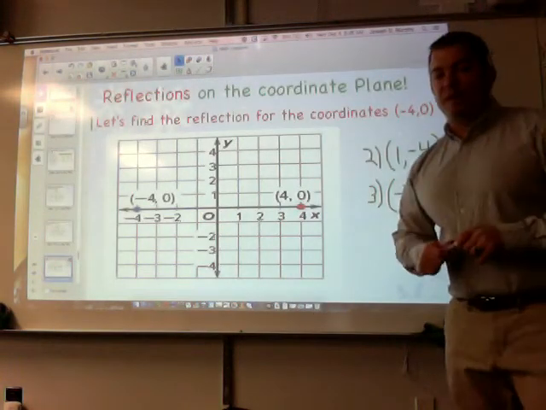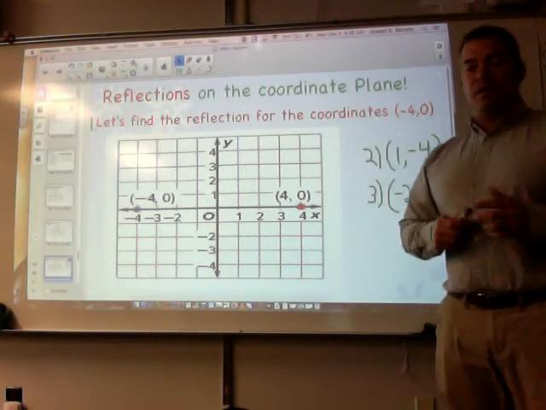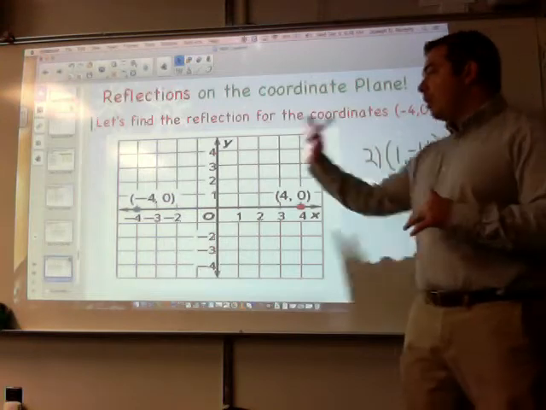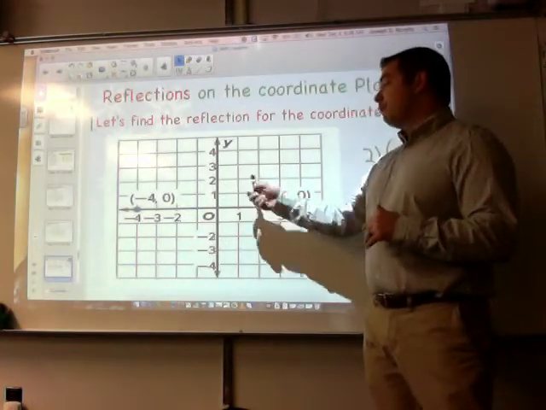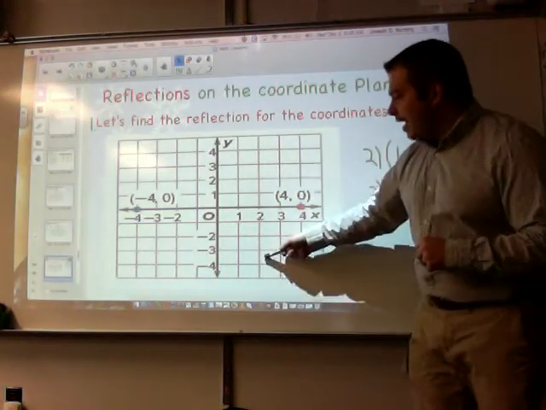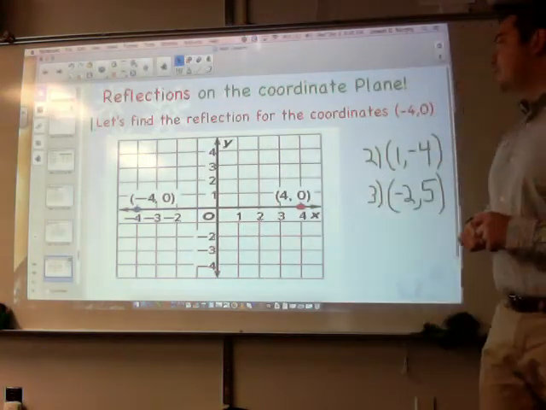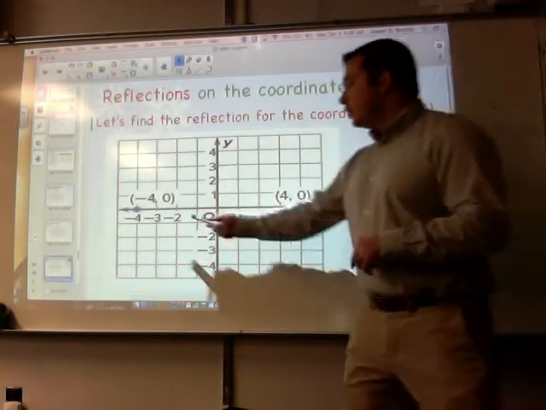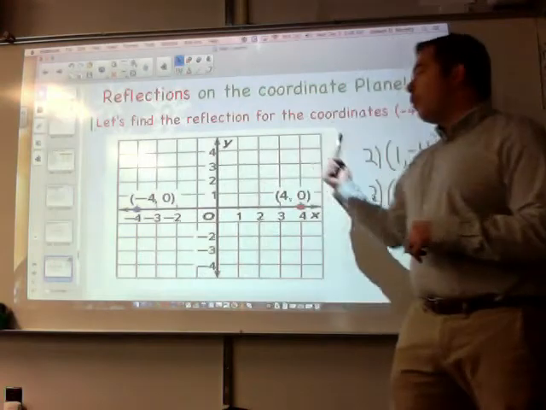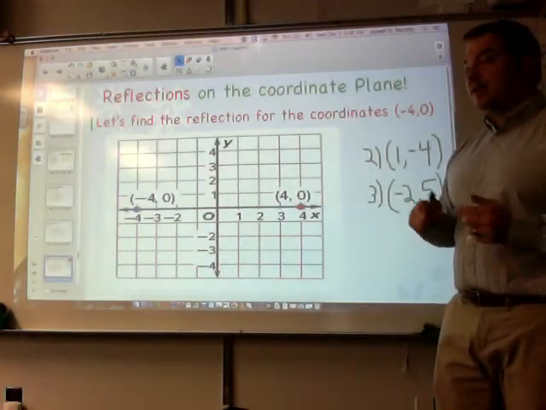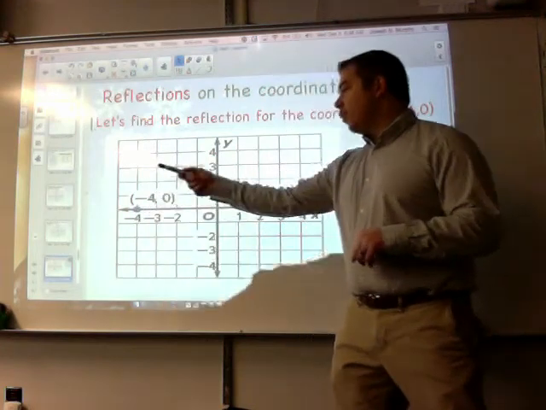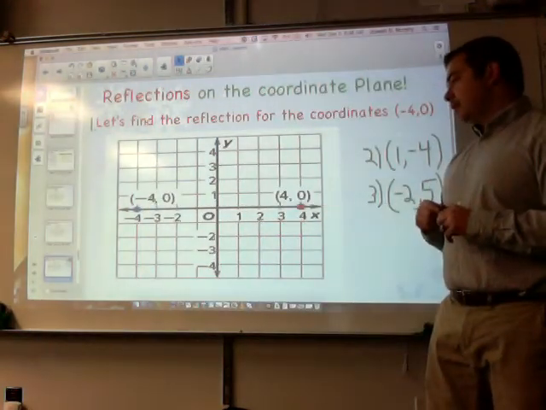Now there's something called reflections as well. A reflection, like when you see in the mirror, is right across from you. So reflection is going to be across the coordinate plane. You could be reflected across the y-axis, or it could be reflected across the x-axis. Let's find the reflection for the coordinates -4, 0. So there's -4 and 0, and we're going to find the reflection across the y-axis. So there's -4, 0. The opposite, or reflected, would be 4, 0.